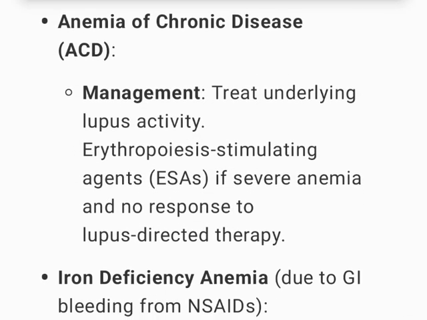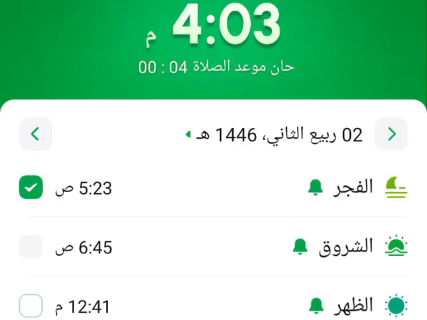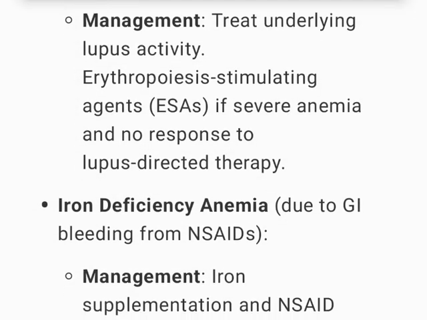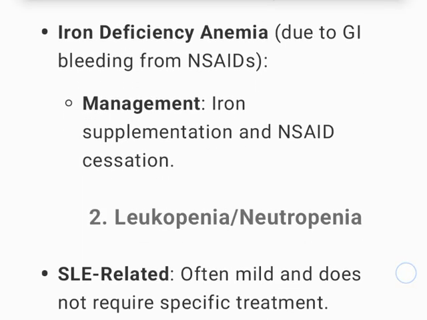Anemia of chronic disease, ACD. Management: treat underlying lupus activity. Erythropoiesis-stimulating agents, ESAs, if severe anemia and no response to lupus-directed therapy. Iron deficiency anemia due to GI bleeding from NSAIDs. Management: iron supplementation and NSAID cessation.